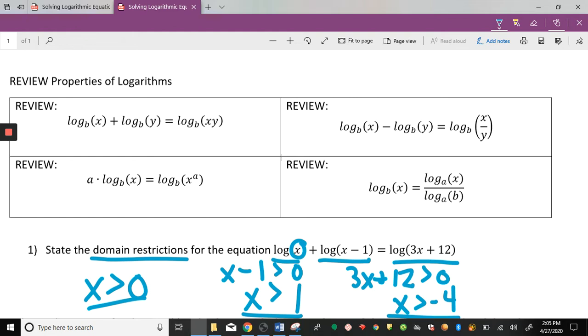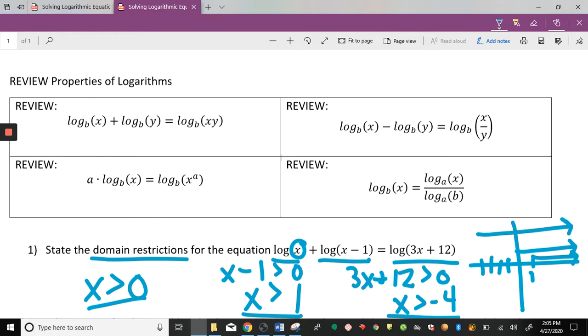How do I know what is the domain restriction for the overall equation? You look for the most restricted region. So I kind of did this yesterday. So 0 would be here and this way, right? 1, here's 1. 1 would be here and this way. And -4 would be here and this way.